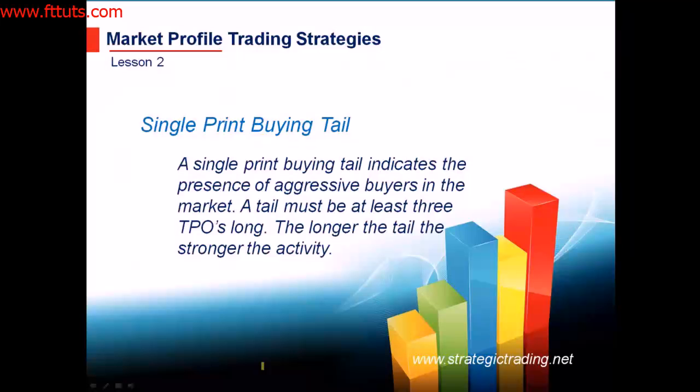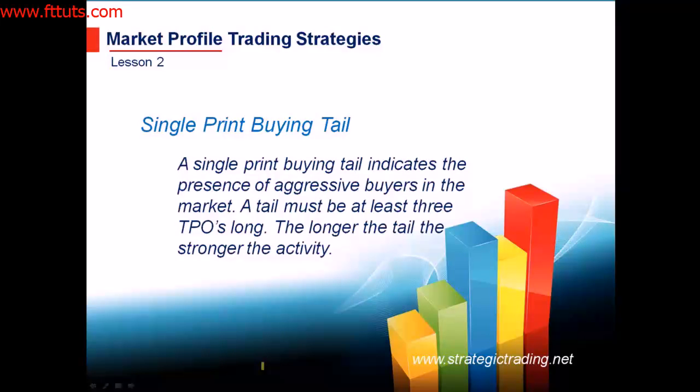Another important concept to have under our belt in analyzing a profile chart is the single print buying tail, and in a couple of moments we will also talk about a single print selling tail. A single print buying tail indicates the presence of aggressive buyers in the market. We don't want to look at just any tail. The tail needs to be at least 3 TPOs long, and the longer the tail, the stronger the activity.